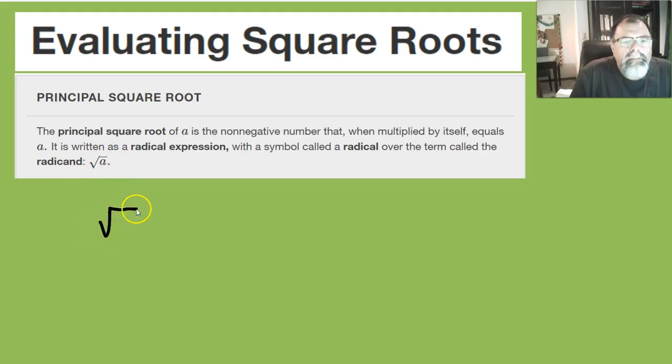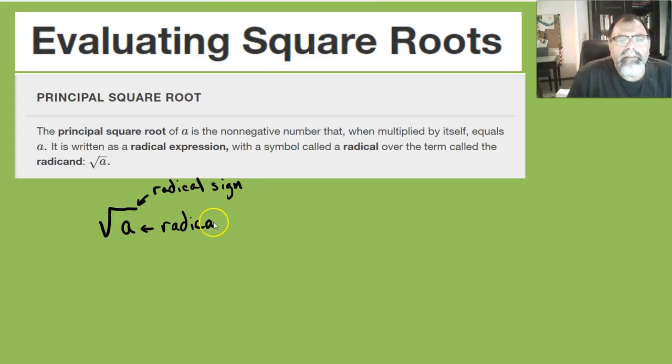Okay, so again, this is the radical sign, or radical. The number that's inside, that's called the radicand. So the number inside the radical sign, the radicand. The symbol, that's the radical sign, or just the radical. And then this radical expression is interpreted as the principal square root of a.